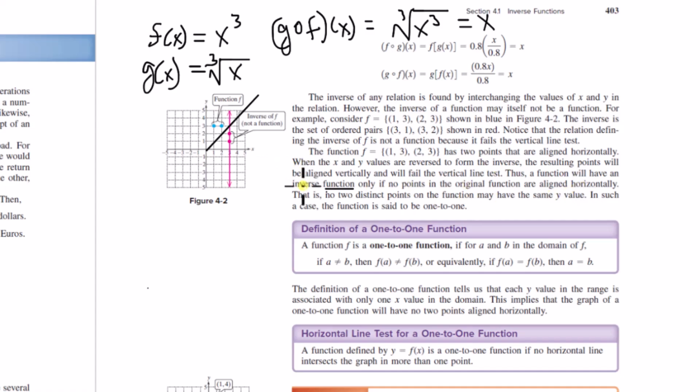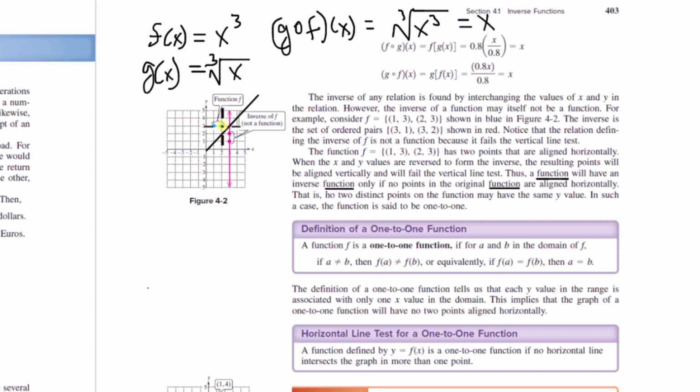So it's a function. Let's think about what they're saying there. If it's a function, it doesn't have any points aligned vertically, right? So a function will have an inverse function, meaning its inverse will also be a function, so its inverse will also not have points aligned vertically, only if no points in the original function are aligned horizontally.